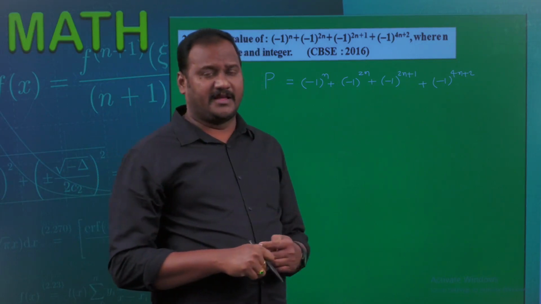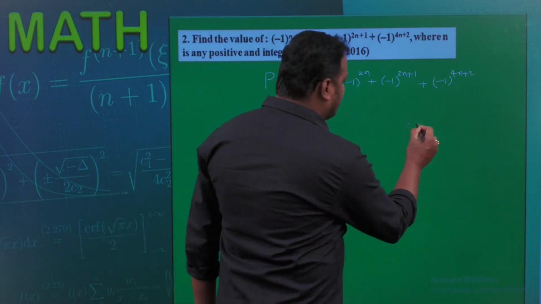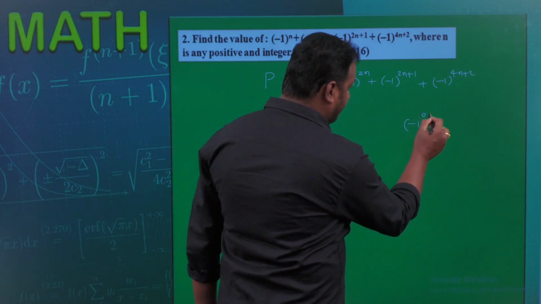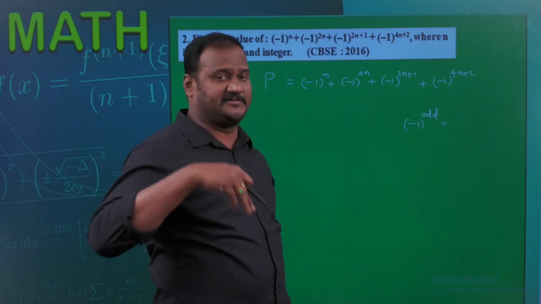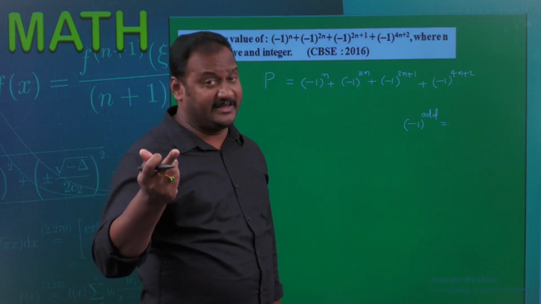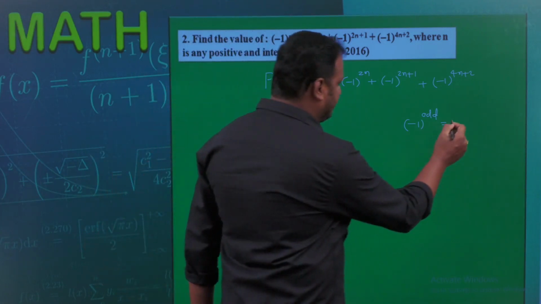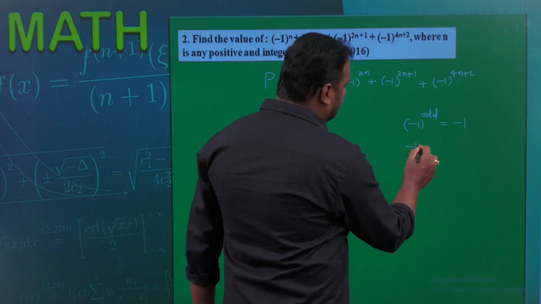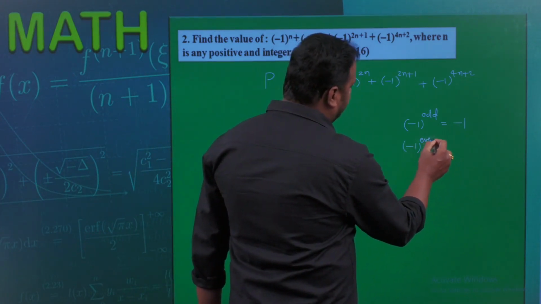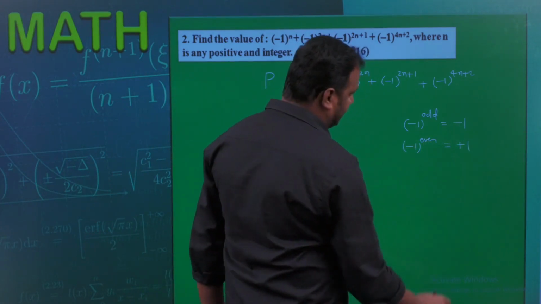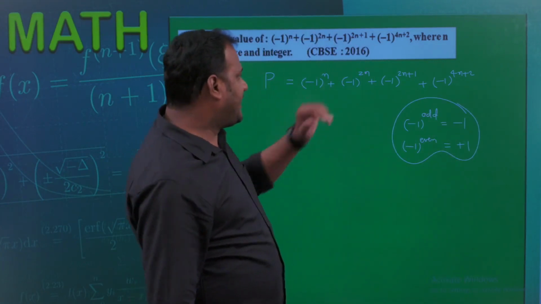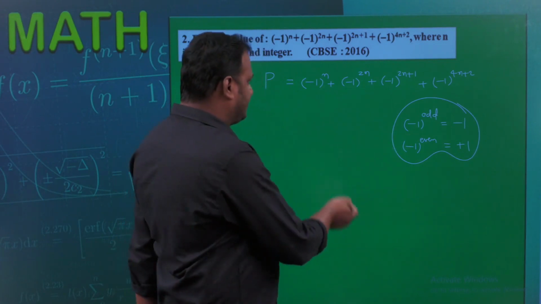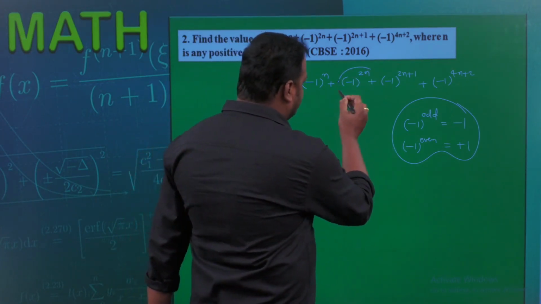You know how? Minus 1 to the power of any odd number will be minus 1, because minus 1 to any odd power is minus. And minus 1 to the power of an even number is always plus 1. Given these two conditions, I am going to rewrite the given problem as (-1)^(2n).